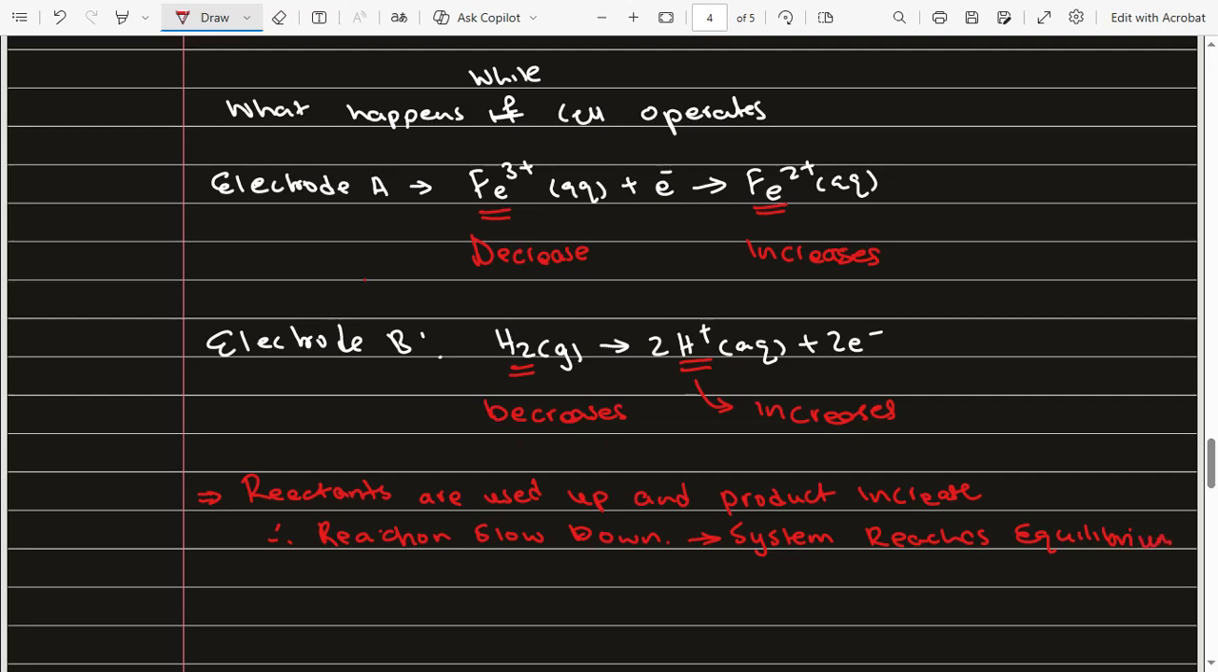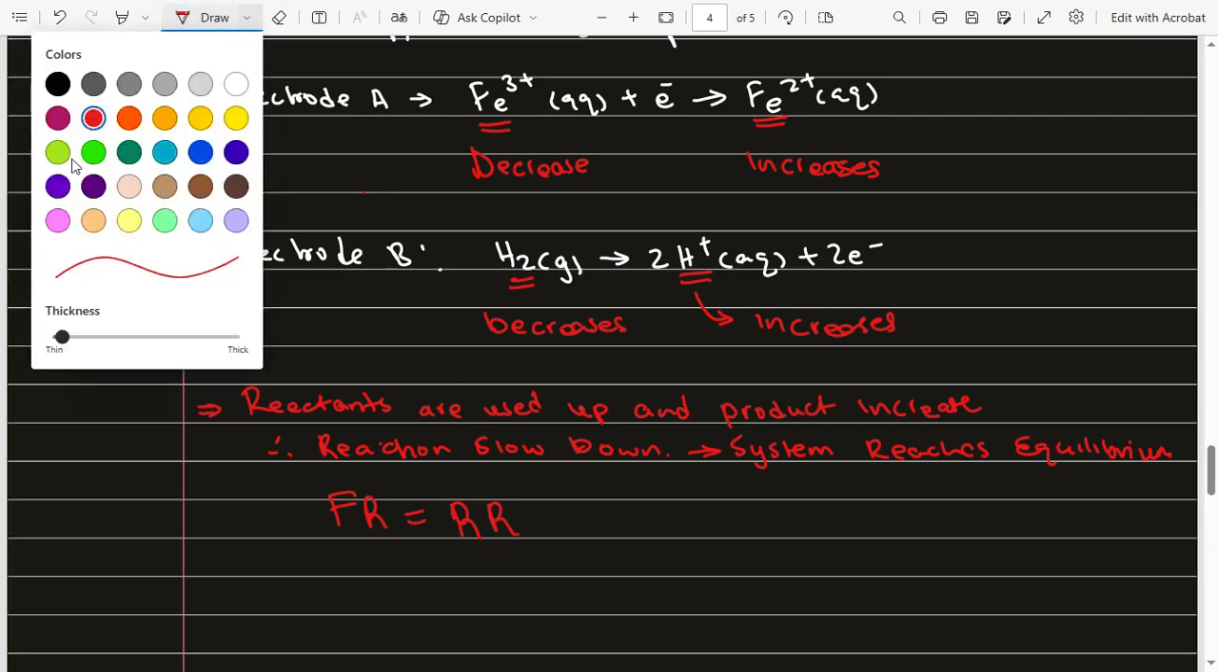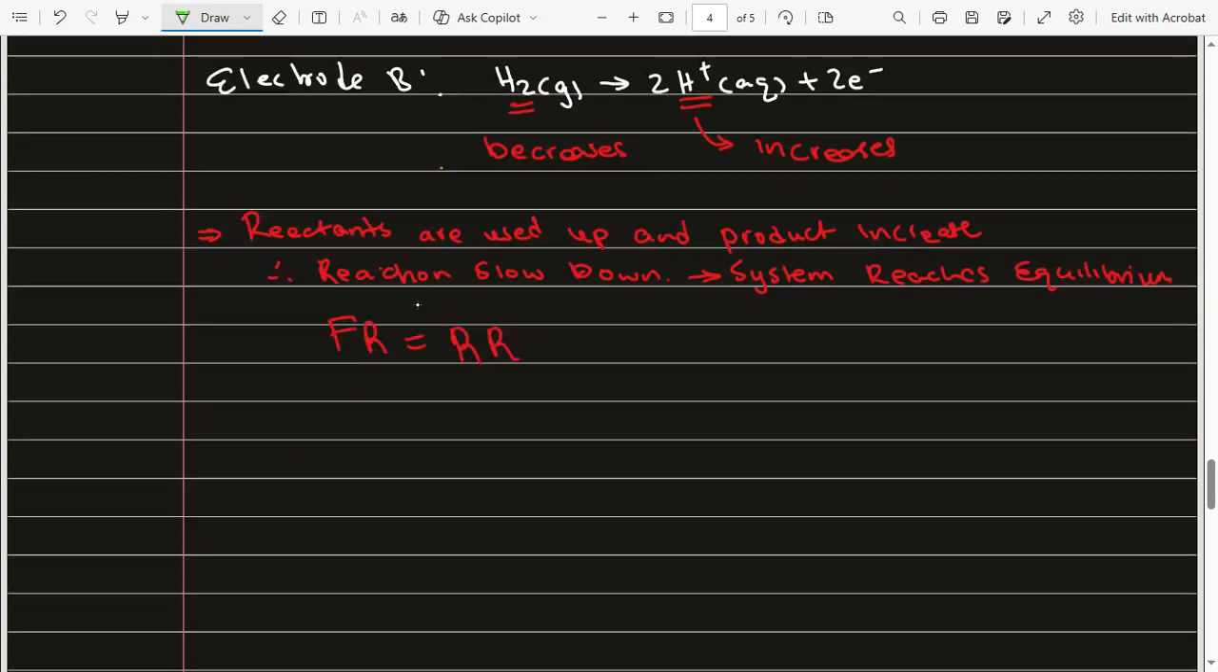Okay, so since the system reaches equilibrium, this tells you that the forward reaction is equal to the reverse reaction. F for forward, R for reverse. So the forward reaction is equal to the reverse reaction. Because of this statement, what we can conclude is that there will be no net electron flow that occurs.